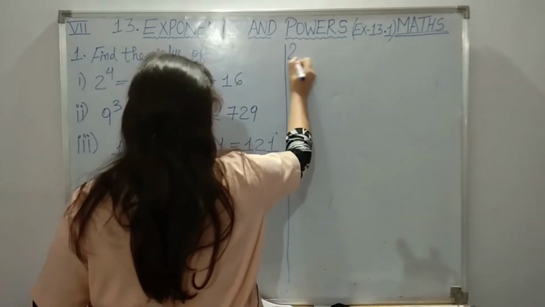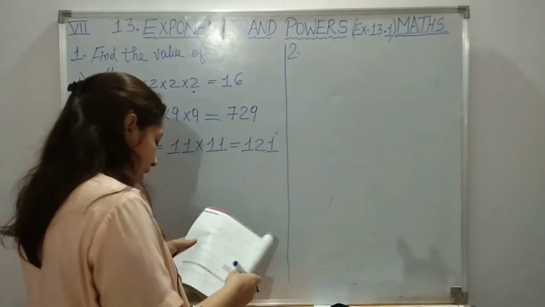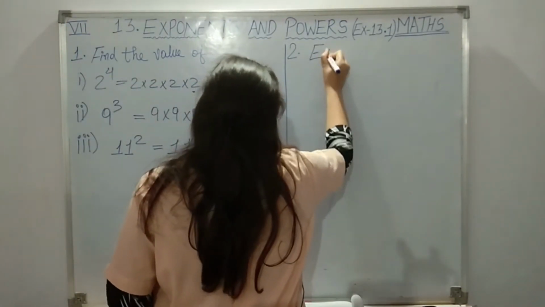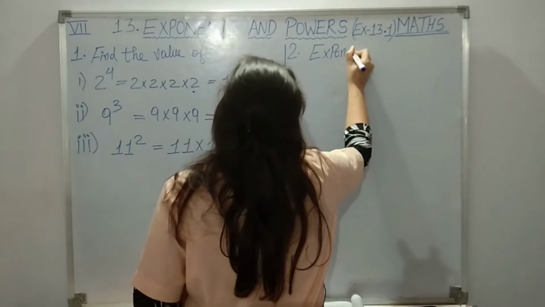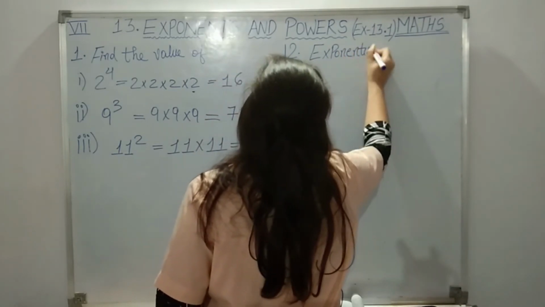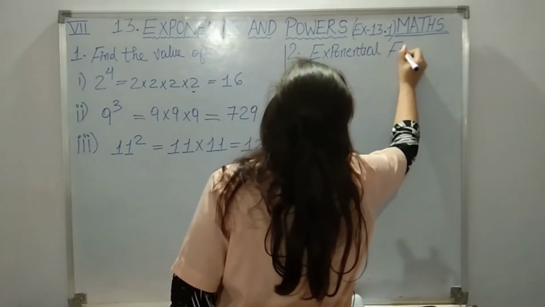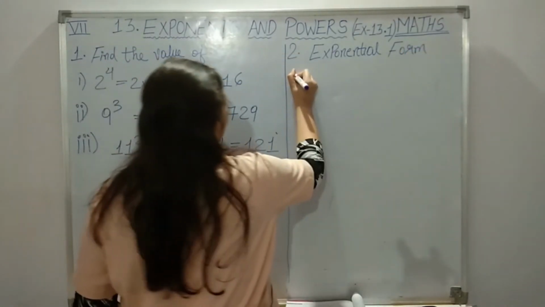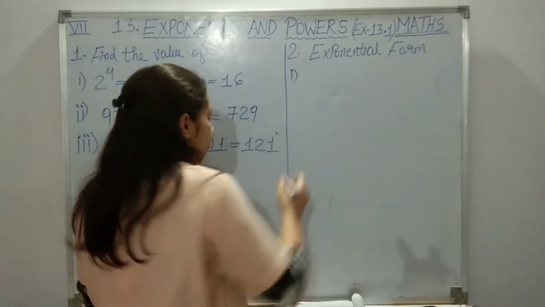Now let us see the second question also, students. Question number 2 is express the following in exponential form. Now students, the products of the numbers are given and you are asked to write the given product in exponential form. So how to write? Again, it's very easy.